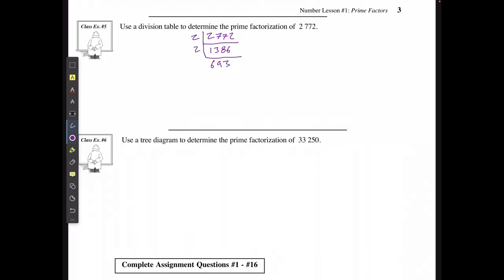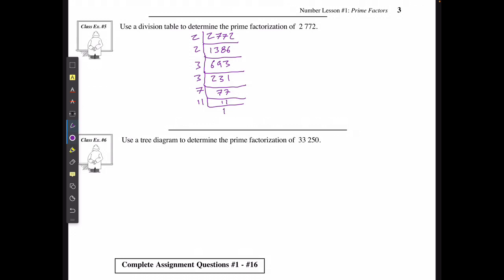And I get 693. This isn't divisible by 2 anymore, but it is divisible by 3. And I'm left with 231. I can divide that number by 3. And I'm left with 77. That's not divisible by 3, or the next prime number 5, but it is divisible by 7. And I'm left with 11, which is a prime number that's only divisible by 11 and 1.